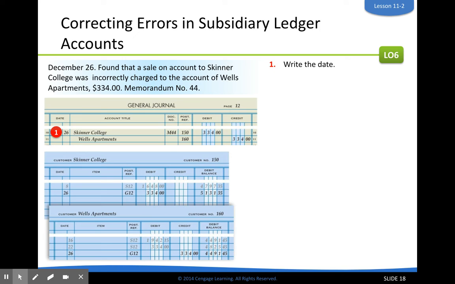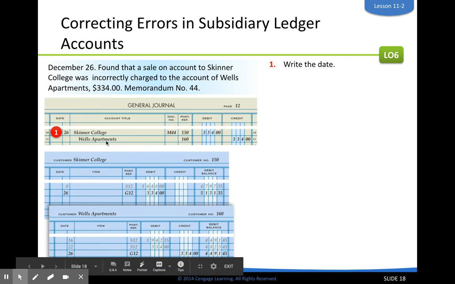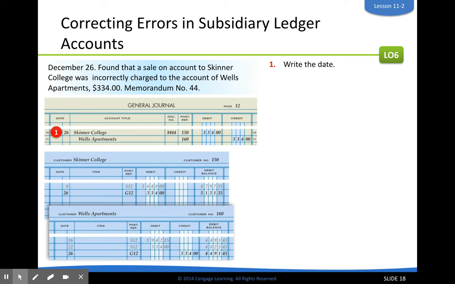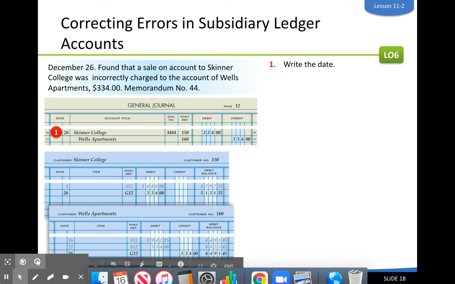The second half of the transaction is we need to cancel out our error. We in error debited Wells Apartments, so we cancel out a debit for $334 by crediting it for $334. That is why we are doing this transaction. Then when we go to post here in the blue ledgers, you can see that Skinner College, when we post that now, it's the updated correct account balance that they owe. And then Wells Apartments decreases the amount that they owe so that that is accurate as well.